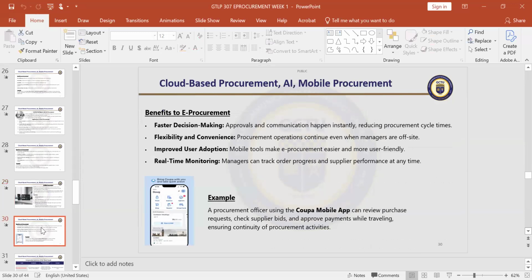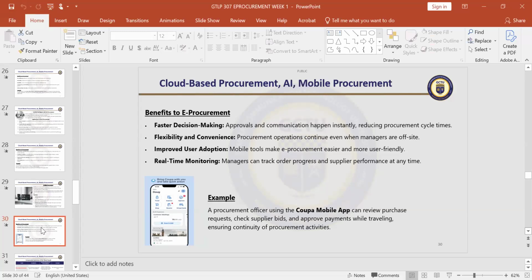Benefits of e-procurement: faster decision-making, approvals and communications happen instantly, reducing procurement cycle times. Flexibility and convenience: procurement operations continue even when managers are off-site. It's so flexible and so convenient. As I said, wherever you are, you can work. And it improves user adoption. Mobile tools make e-procurement easier and more user-friendly.